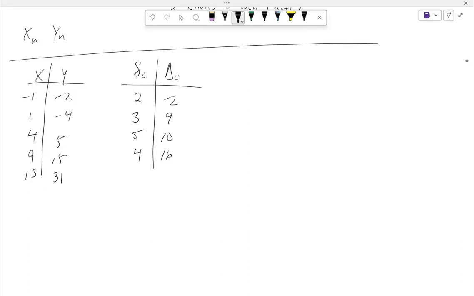Your constant will be a negative 4, but then we've got powers of x minus 1. The next constant will be a 5, and you'll do powers of x minus 4. The next one will be a 15, and you'll do powers of x minus 9.